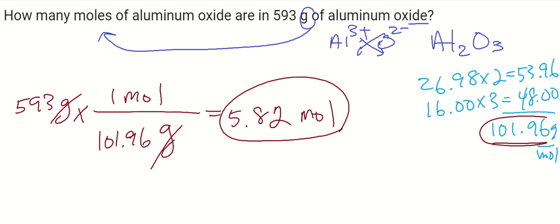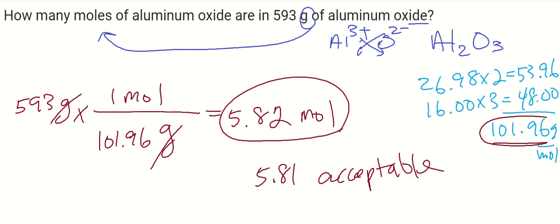That's really close to 5.81. So if you trimmed the number off a little bit, we'll give you 5.81. That's acceptable, depending on how many digits you went out on the periodic table. All right, but that's probably a better answer. Okay.